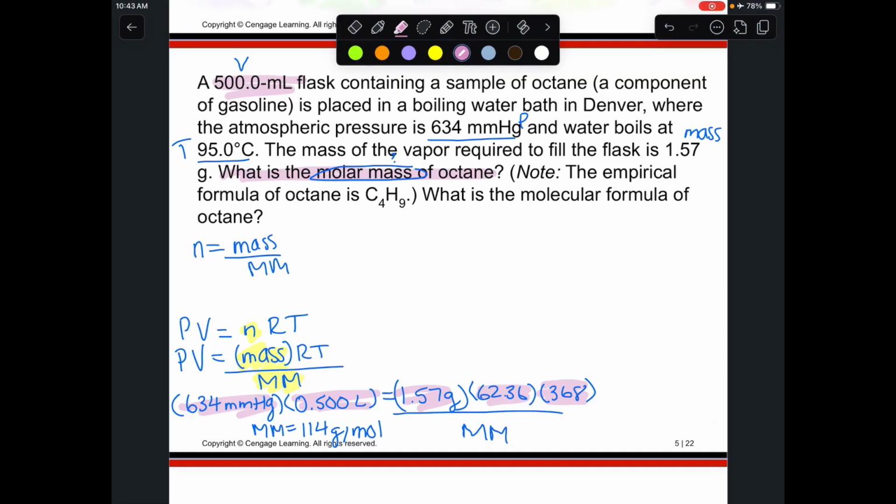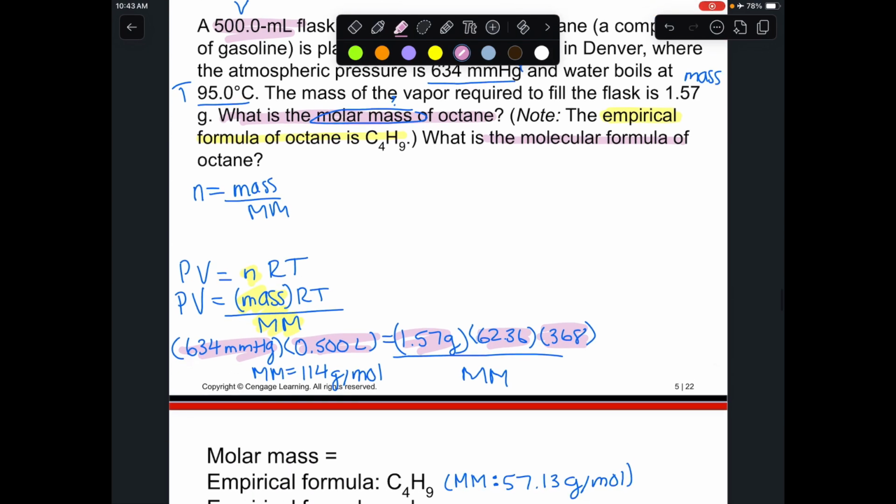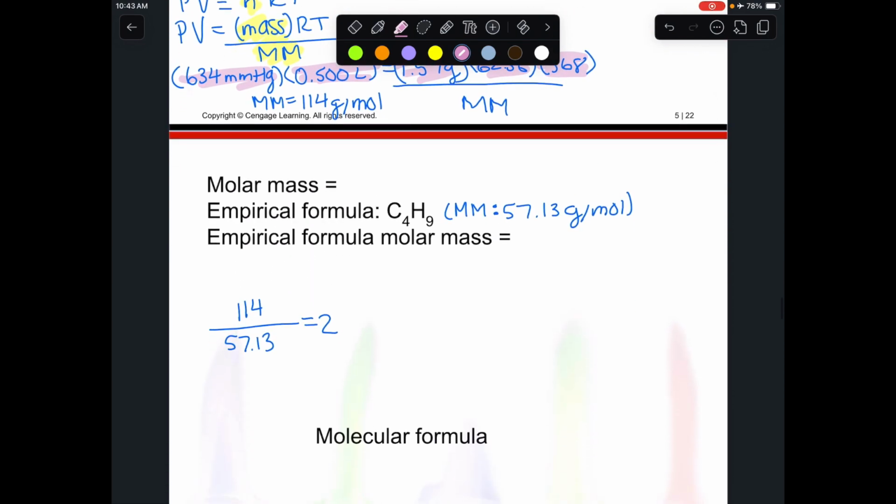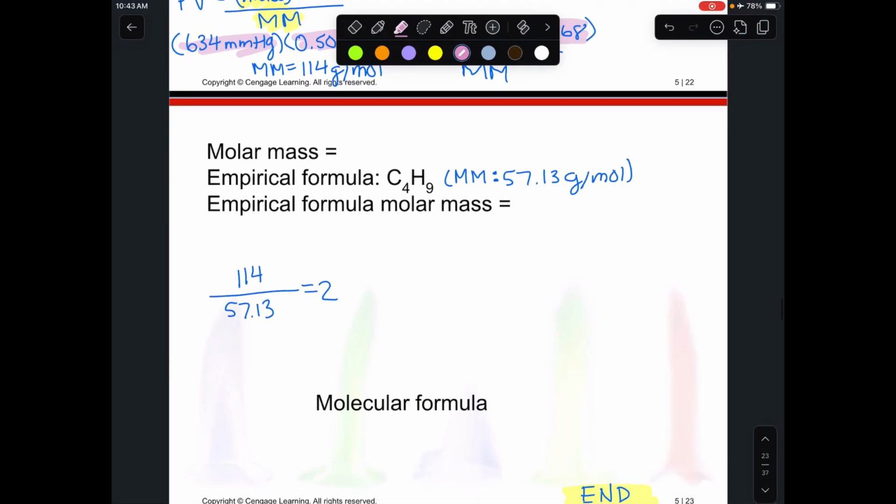Now, this is the molar mass of the molecular. Let me remind you the difference. Remember, empirical, which it's telling you here, is C4H9. This is the simplest form, okay? The lowest ratio of values is the empirical. It's not the true. It could be, but it's usually not. We are trying to then find the molecular formula, okay? So I actually have the work on the next slide here.